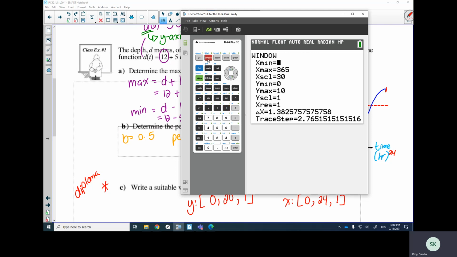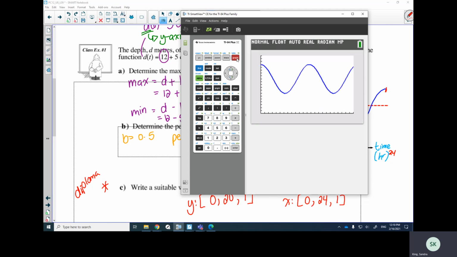So the x-axis is the time from 0 to 24 hours. And I'm going to go up by 1 hour. My y is the depth of the water from 0 meters to, I think I said 20 meters. I'm going to graph this. Okay, so there's our graph. Our midline's missing. If you wanted to put the midline in, you can put it in.